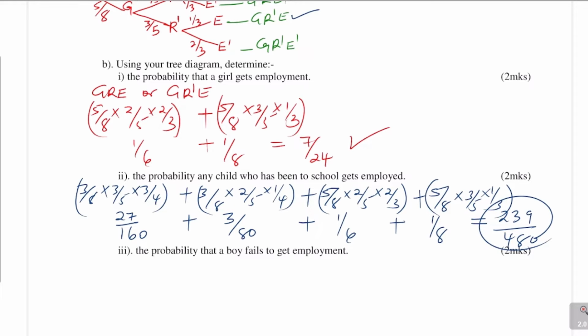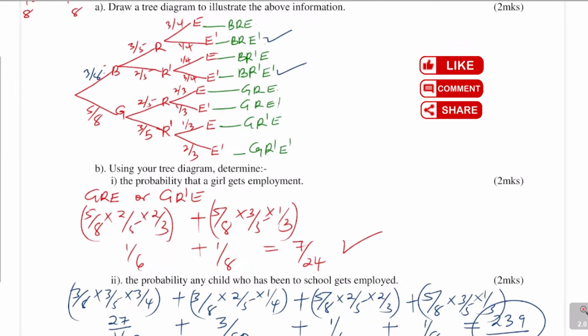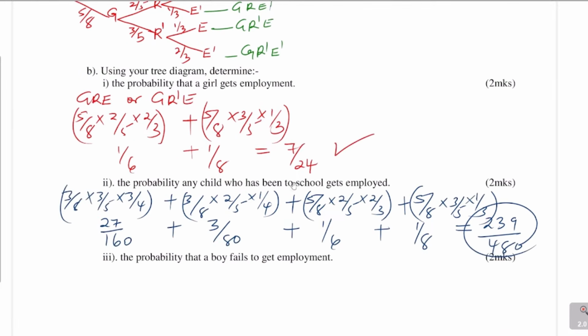We go to part 3. The probability that a boy fails to get employment. So either the boy finishes Form 4 and fails to get employment, or the boy doesn't reach Form 4 and also fails to get employment. So those are the two. You're going to take this branch, 3/8 times 3/5 times 1/4. That is the one that you're going to take. And then 3/8 times 2/5 times 3/4. So we add the 2.